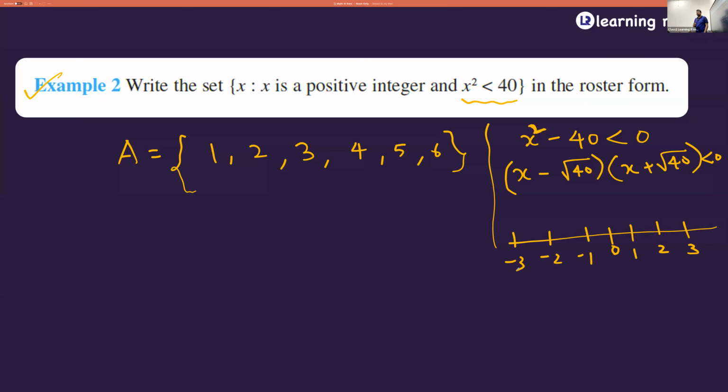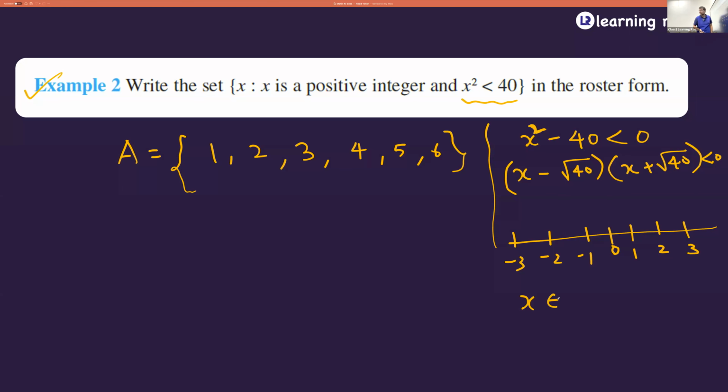See, for example, if I substitute 1 here, so square root of 40 is 6 point something. So 1 minus 6 point something is going to be negative, and 1 plus 6 point something is going to be positive. Negative multiplied with positive is negative. Less than 0 means negative. So like this, what is the limit that x can take so that it does not become positive?